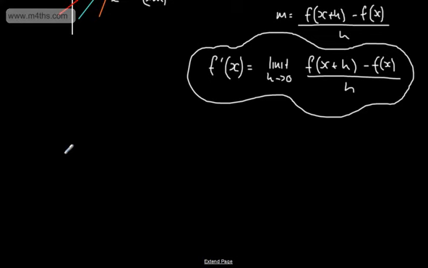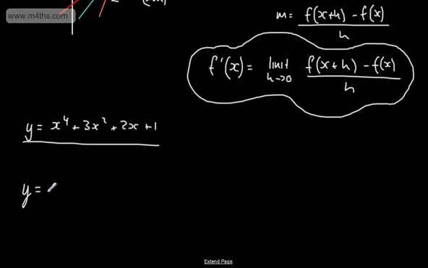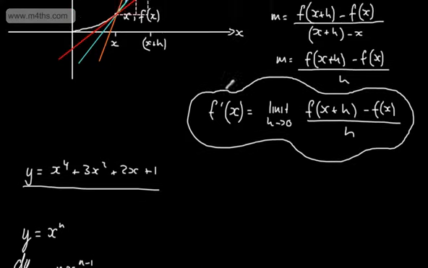So let's look at a polynomial. Let's say we've got y is equal to x to the fourth plus 3x squared plus 2x plus 1. In this particular case, we all have positive integer powers of x, and we could find the derivative. Now, generally speaking, if y is equal to x to the power of n, the derivative dy by dx, the gradient function, will be nx to the n minus 1. And this is a very formulaic way of looking at it.